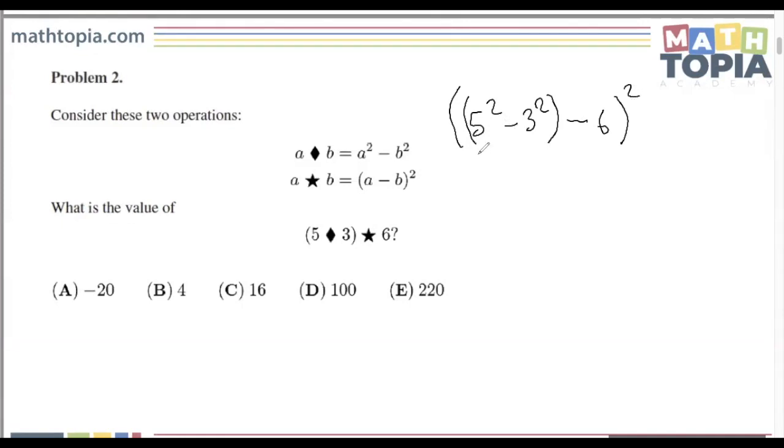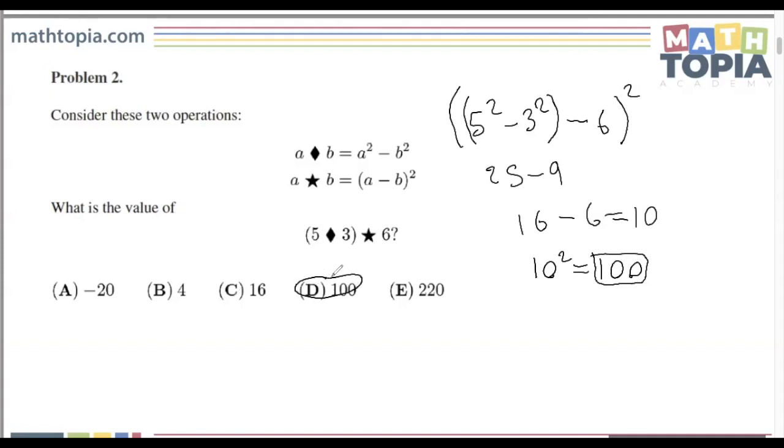So order of operations, we start with this inside part, and that's going to give us 5 squared minus 3 squared, going to give us 25 minus 9, which is going to give us 16. So 16 minus 6, that's going to give us 10. And then we're looking for 10 squared, which is just going to be 100, which is our answer.